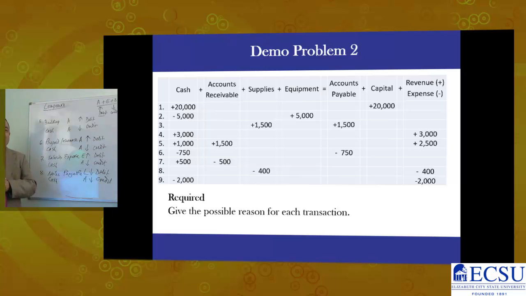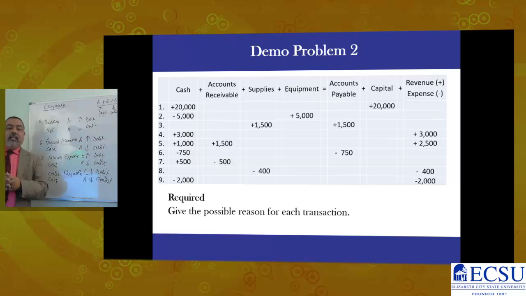Number 3, I see supplies account is increasing and accounts payable is increasing. Now, why do you think supplies will increase? I would have purchased supplies. So purchase supplies because my accounts payable is also increasing. I would think that I purchased the supplies on account. So that would be number 3.